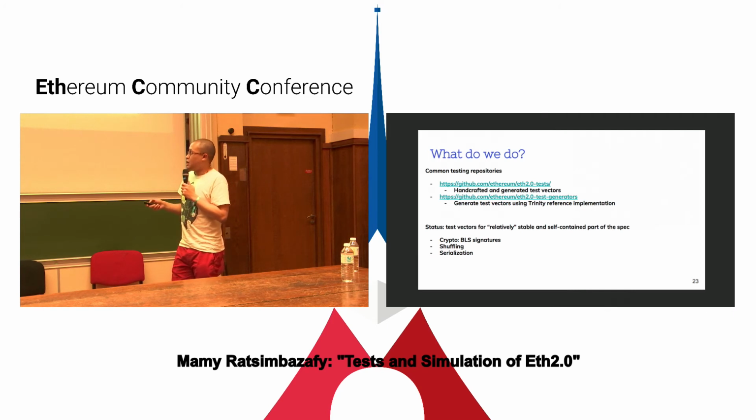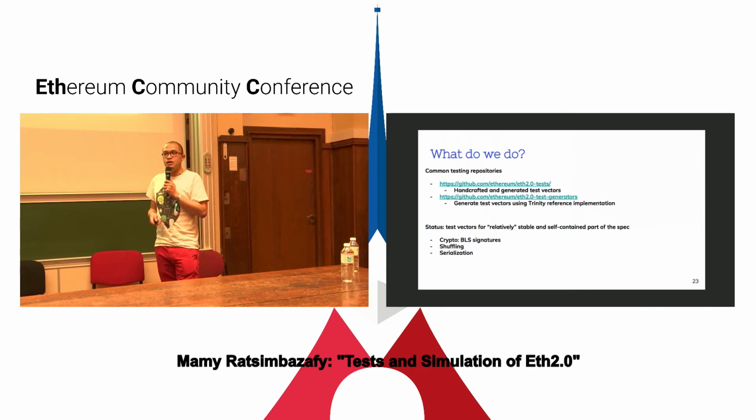So, everything on Ethereum 2 is organized on the Ethereum 2.0 specs repo for the specification, and for testing, it's the 2.0 tests repo for the test vectors, and the test generators for creating tests. So right now, everything that is stable and self-contained has been tested: cryptography, shuffling, serialization. Coming soon are state tests, and also proof of stake, what we call fork choice.